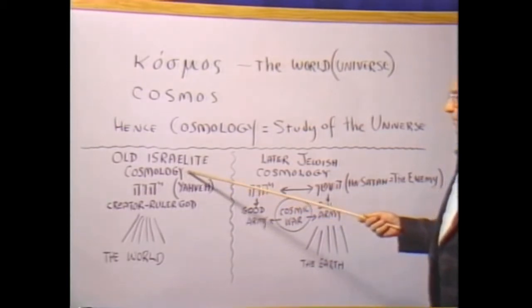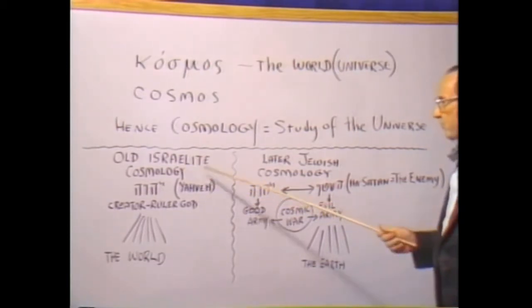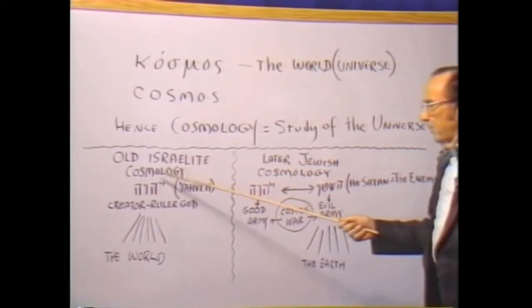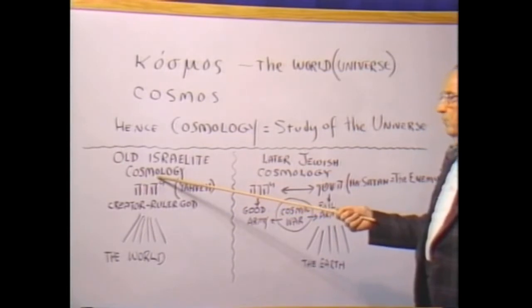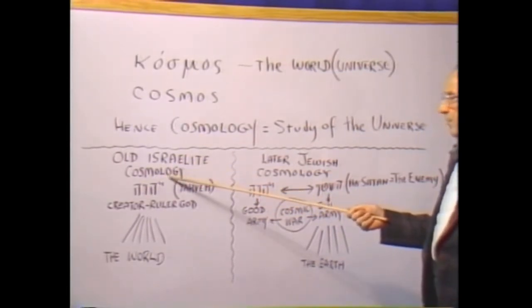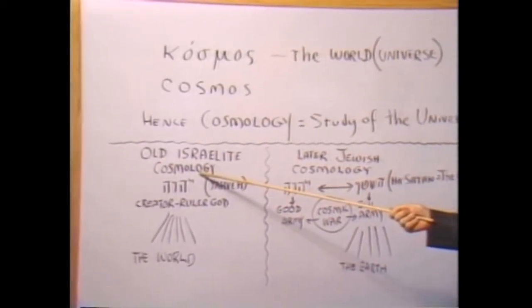One of them I'm labeling the old Israelite cosmology. It's the older of the two. And the other one, later Jewish cosmology. Remember, cosmology means an understanding of the universe. Now this old Israelite cosmology is what dominates the Old Testament. Some of the New as well, but dominates the Old Testament.